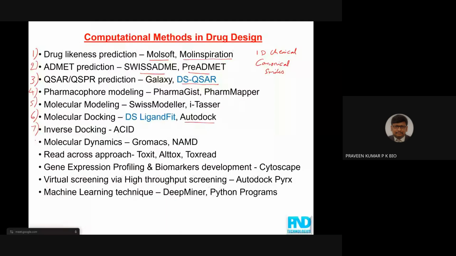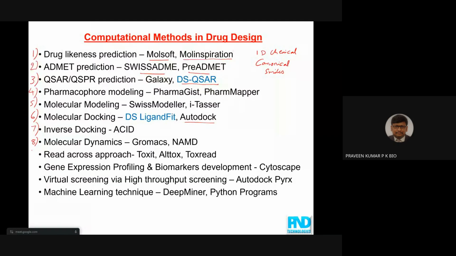This is also an online tool. So we have molecular docking and reverse docking. The reverse docking is what we call inverse docking. Okay, we will discuss that later. Molecular dynamics, what we call MD simulation, is molecular dynamics.